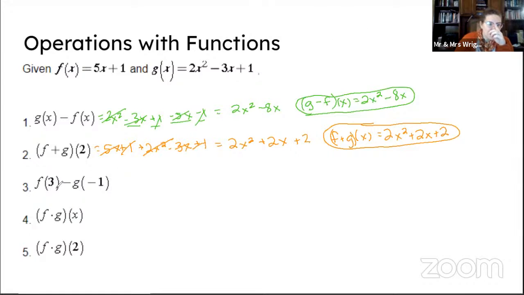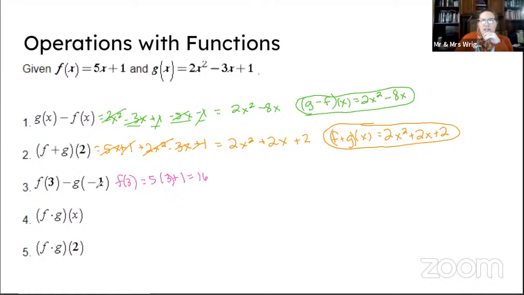All right, f of 3 minus g of negative 1. Ooh, we didn't go over these. I hope you figured it out on your own. Instead of having x in there, what do we have to do when we see a 3? Well, we have to plug it in, right? So let's find f of 3. F of 3 is 5 times 3 plus 1. That's 15 plus 1, so it's 16.